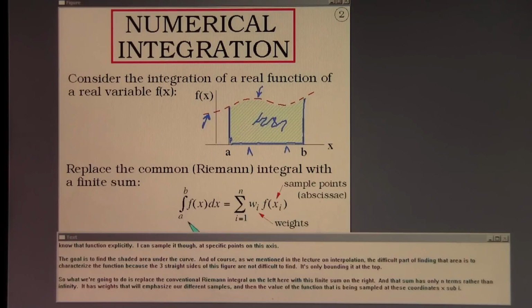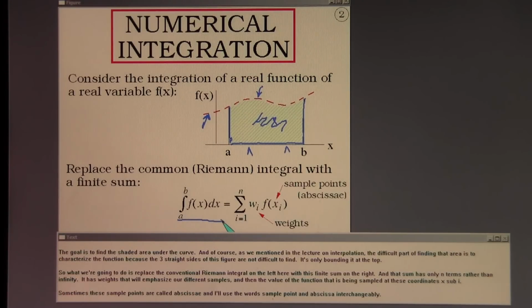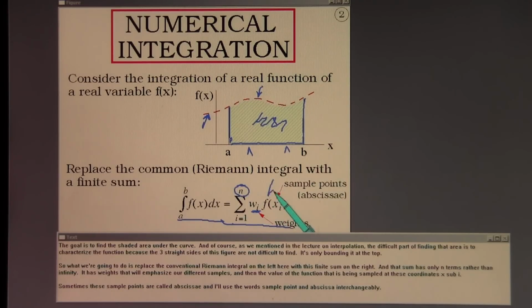So what we're going to do is replace the conventional Riemann integral on the left here with this finite sum on the right. And that sum has only n terms rather than infinity. It has weights that will emphasize our different samples, and then the value of the function that is being sampled at these coordinates x sub i. Sometimes these sample points are called abscissa, and I'll use the words sample point and abscissa interchangeably.